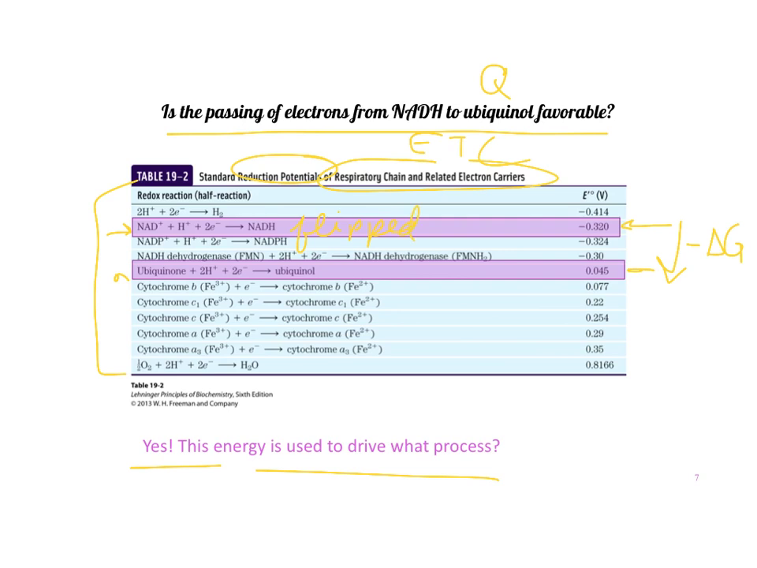You would flip that half reaction, that would become a positive. Add those together and you would have a positive value for your delta E and therefore negative for delta G. And this energy is used to push the protons into the inner membrane space.